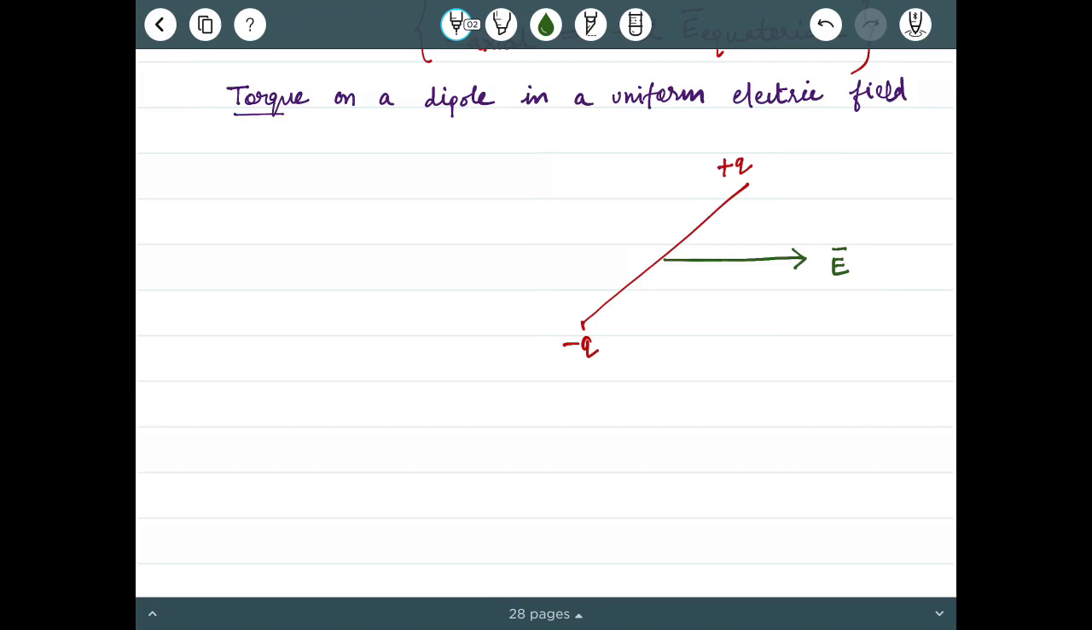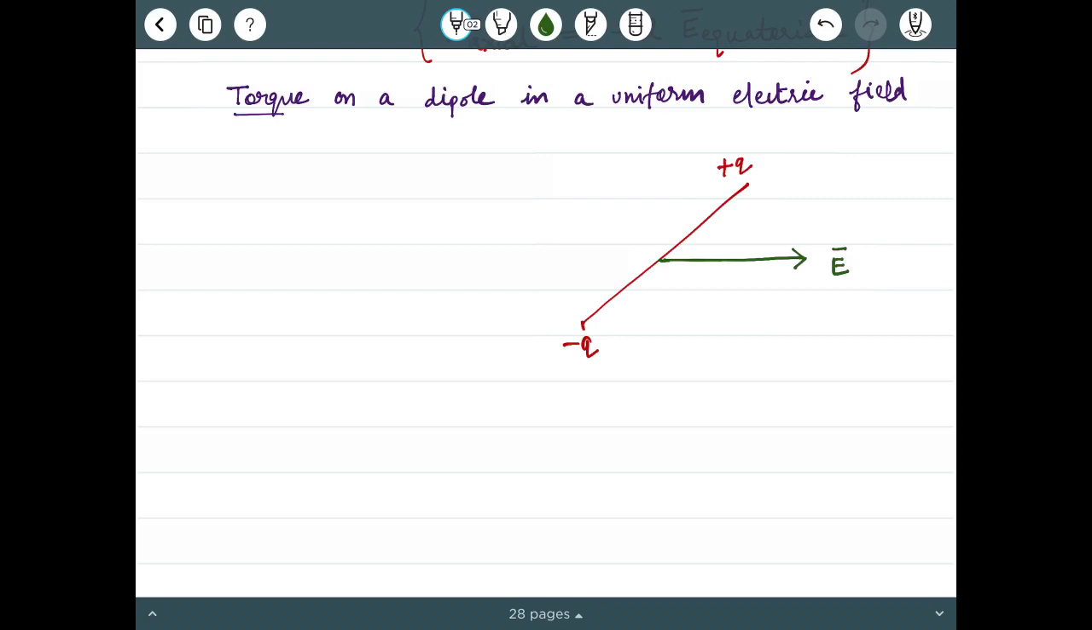So uniform electric field is there, which means I should have drawn other lines also. There is electric field in this direction and it is uniform. Uniform means the magnitude of electric field is not changing in a certain region. Actually in this region the magnitude of electric field is not changing, so it is uniform.